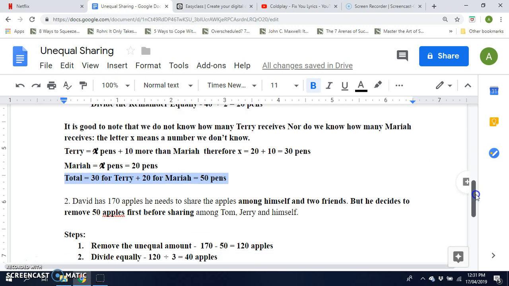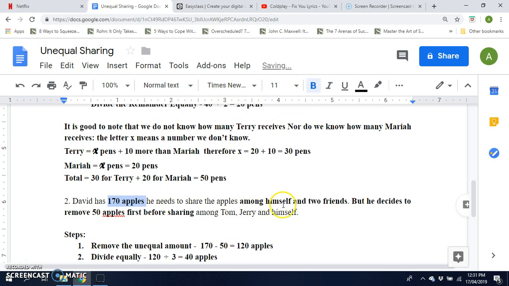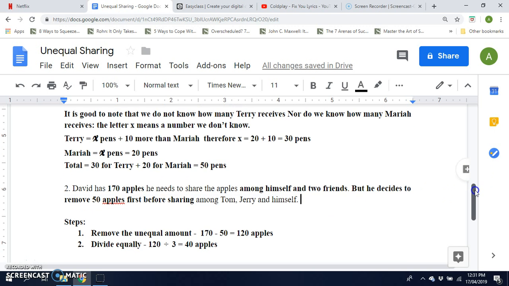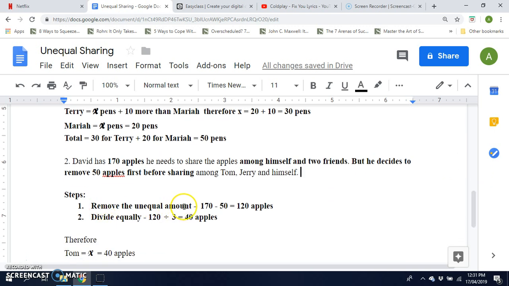Looking at David. David has 170 apples and he needs to share those apples among himself and 2 friends. But he decides to take out 50 apples first before sharing. So, if I remove the unequal amount, I am removing 50, because you have to take out your 50 first, put it aside, and then divide equally. Again, reading the question, it is 3 people. Divide by 3: 120, which is the remainder, divided by 3 is 40. Remove the unequal amount, divide equally.